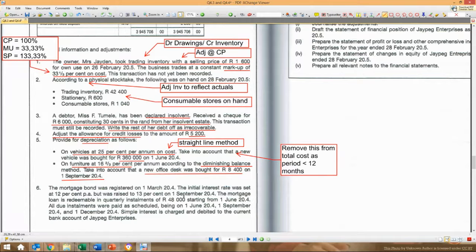Okay, then if we look at the next transaction, a mortgage bond was registered on the 1st of March 24. Now our year end is 28 Feb 25, so it was registered at the beginning of the year. They tell you the initial interest was 12% per annum, and then was raised to 13% on the 1st of September. So for March, April, May, June, July, and August, that is 6 months, we would have paid 12%, and then 6 months at 13%.